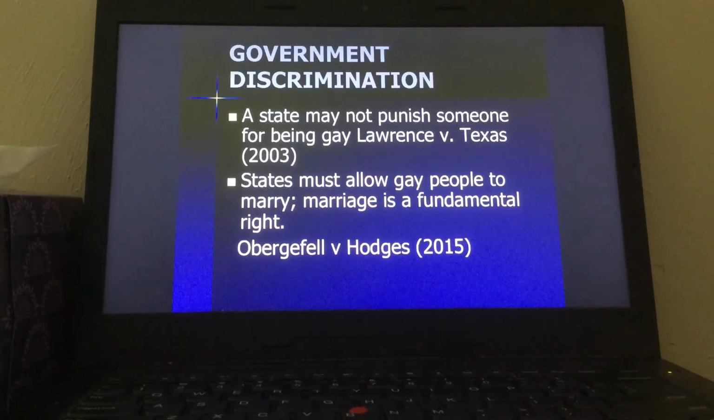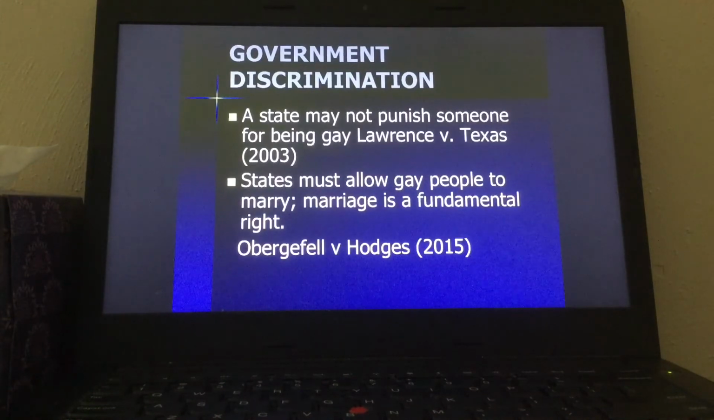Okay, Lawrence v. Texas. We've talked about Lawrence v. Texas before. A state may not punish someone for being gay. The government can't treat gay people differently. And specifically what that case said is you can't punish someone for having sex with someone else of the same gender. Texas did that. They punished this guy, and the Supreme Court said you can't do that. That's one of those fundamental rights under the Ninth Amendment that the state can't take away from you.